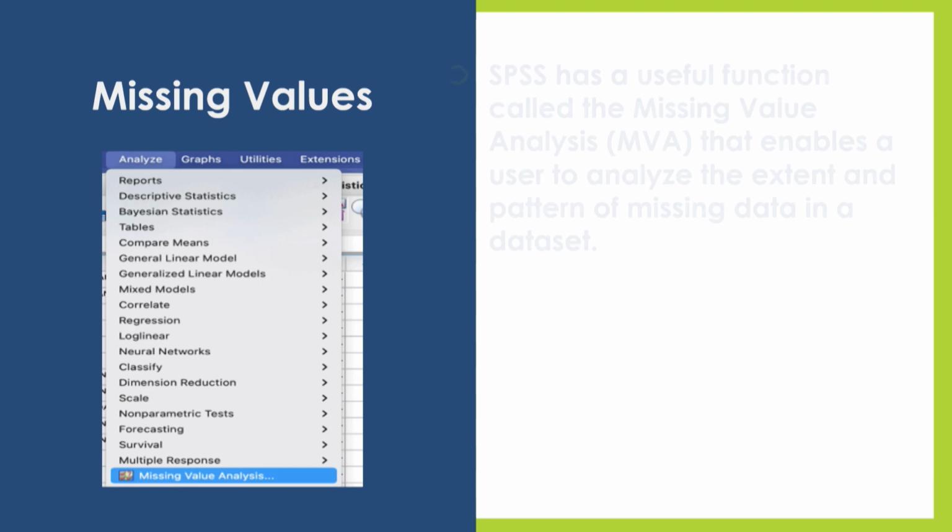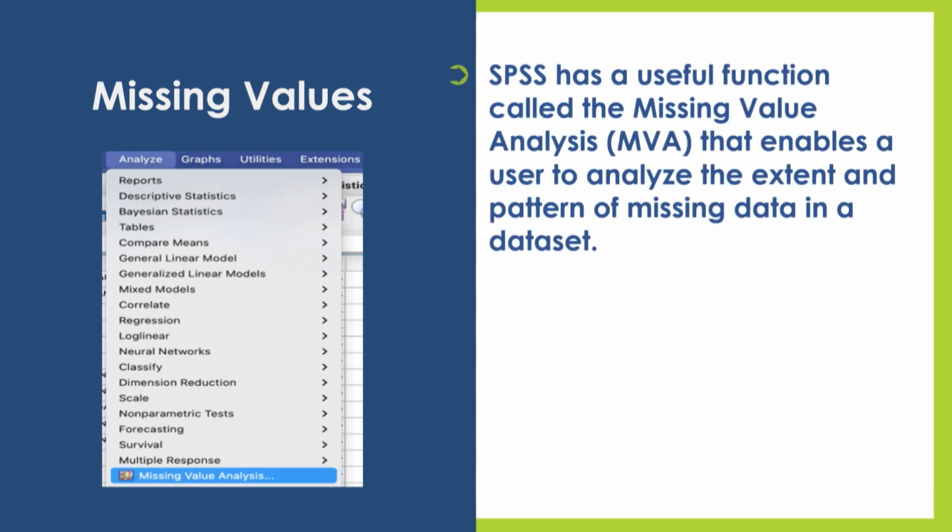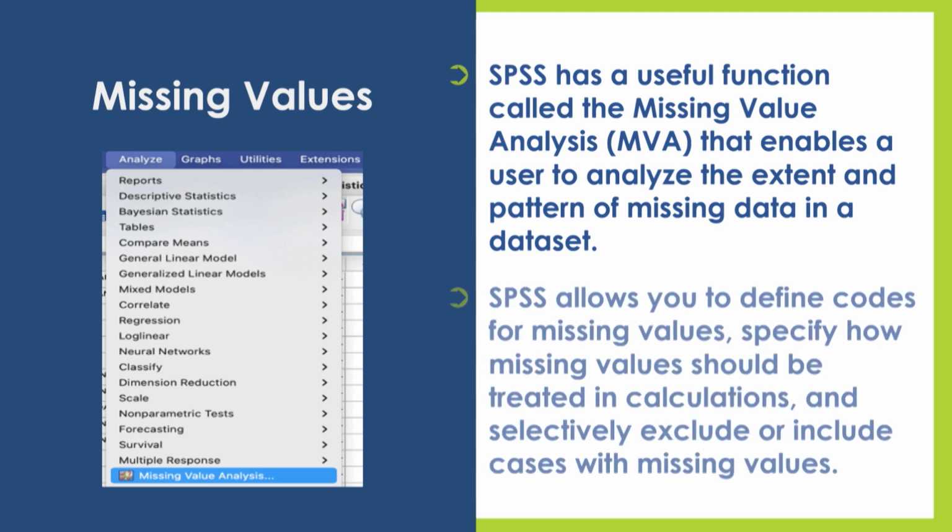Missing values. SPSS has a useful function called missing value analysis that enables a user to analyze the extent and pattern of missing data in a data set. SPSS allows you to define codes for missing values, specify how missing values should be treated in calculations, and selectively exclude or include cases with missing values. Here we may see missing value analysis in the Analyze menu.